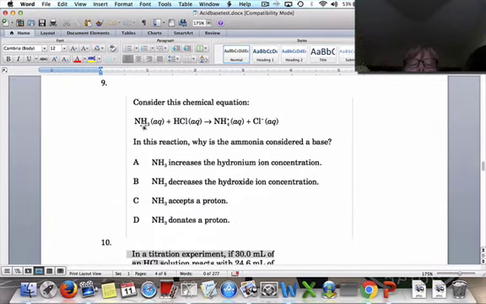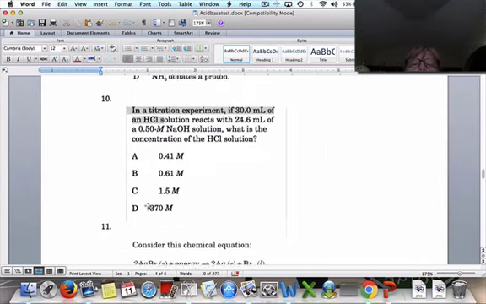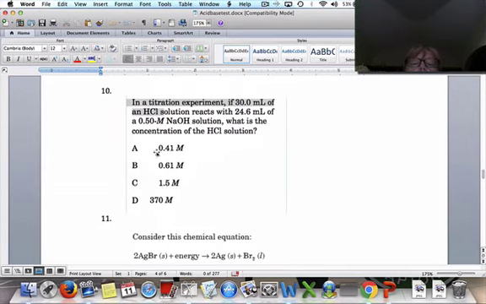Ammonia is considered a base here because it has accepted an H+, so it accepts a proton, and so the answer is C. Another titration question, the answer here is A.